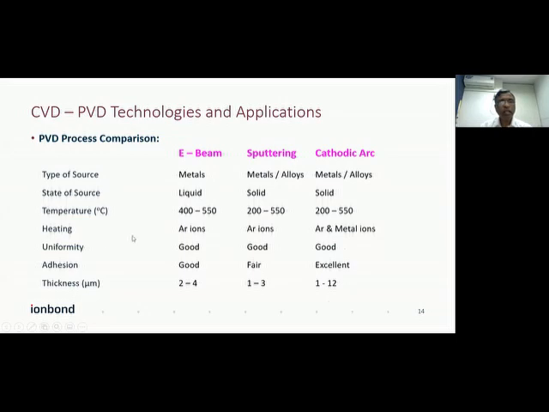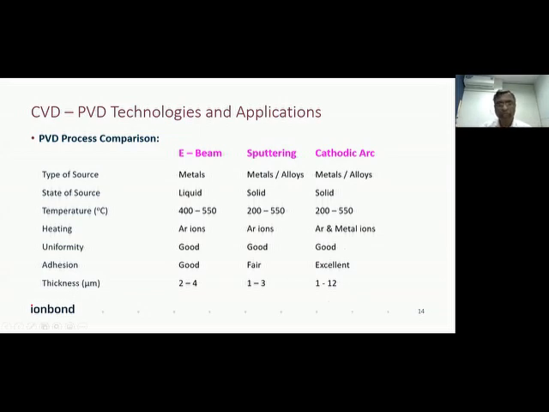Then the heating, here it is carried out with the help of argon ions. In the sputtering also it is argon ions, but in the cathodic arc process, it is argon as well as metal ions. That gives a better impact on the tool surface, which gives better adhesion, as we can see down the level. Then uniformity of the coating in the e-beam we get very good, or rather uniformity is relatively good in all the three processes. But one of the major requirements is the adhesion of the coating to the substrate.